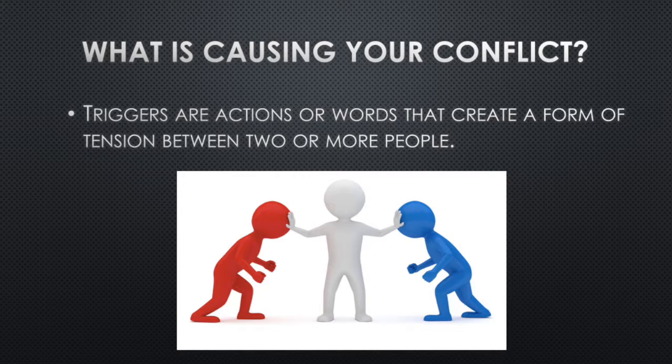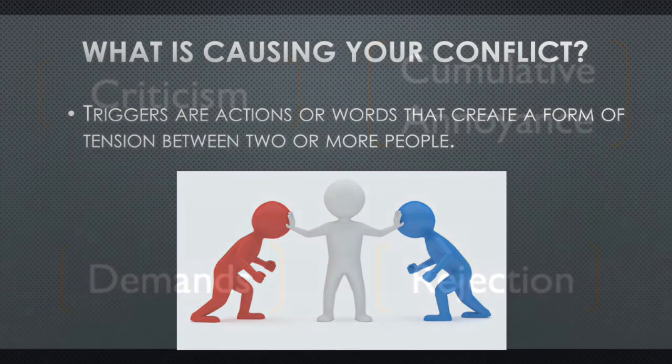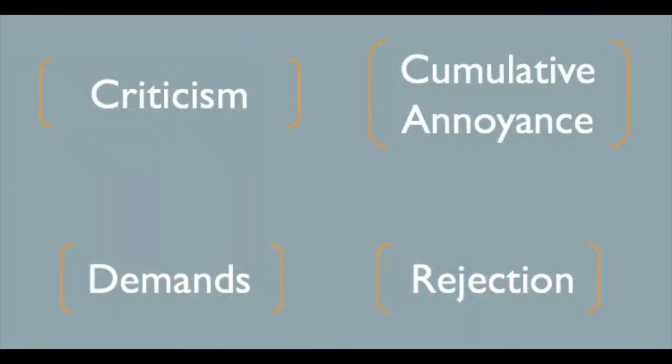Triggers are actions or words that create a form of tension between two or more people. The top 4 triggers of conflict are criticism, demand, cumulative annoyance, and rejection. Criticism can be constructive or destructive. When criticism is perceived in a destructive manner, it can often lead directly to conflict. This also occurs when people receive demands. For example, when your parents ask you to clean your room right then and there, it often leads you to be frustrated and put in a conflict with your parents.